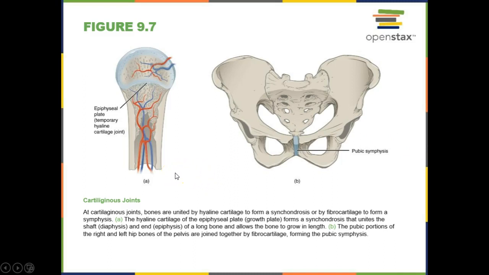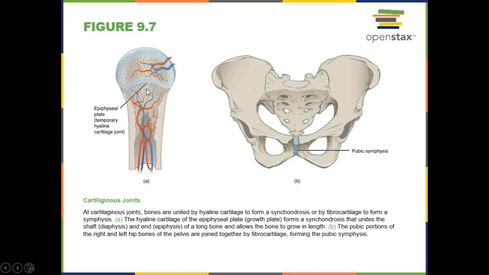Cartilaginous joints, we have two major types of cartilaginous joints. They are structurally and functionally different. So we have two types of cartilage that make up the joints. Hyaline cartilage makes up a synchondrosis. And so here's an example of hyaline cartilage making up the synchondrosis. The epiphyseal plate is a synchondrosis.